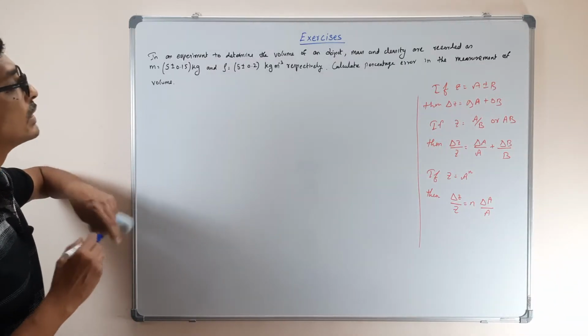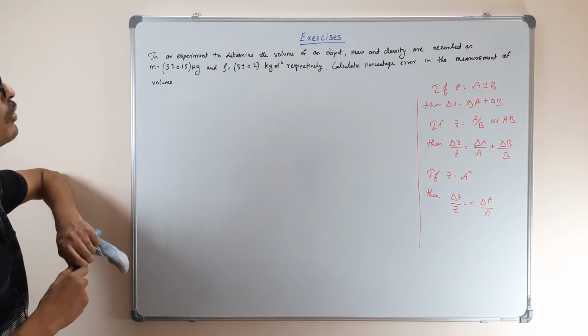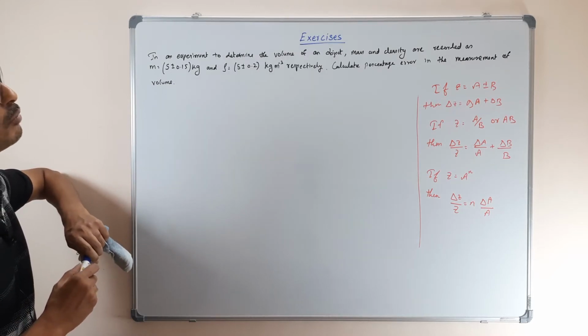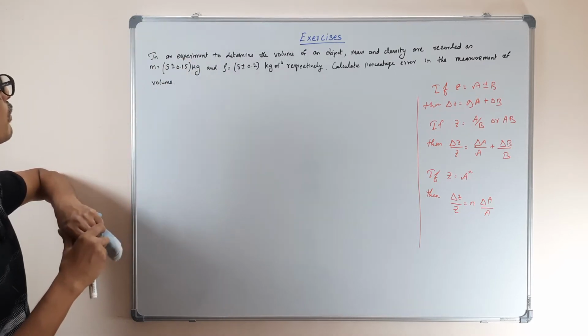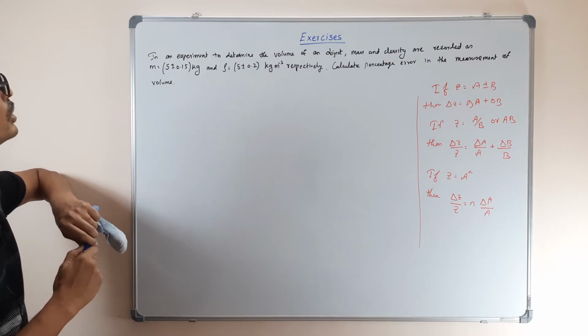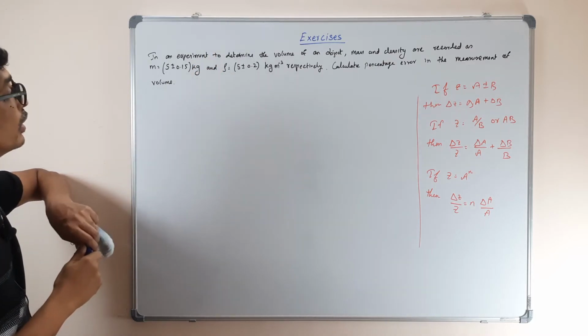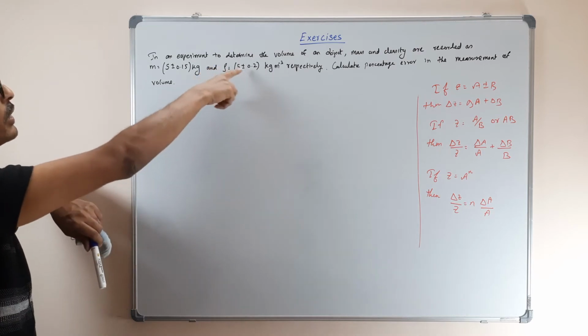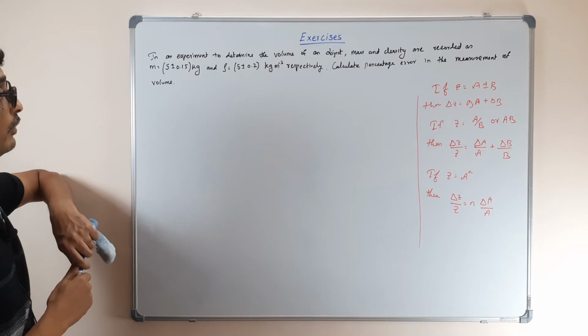So this is the next problem. In an experiment to determine the volume of an object, mass and density are recorded. Mass is given as 5 plus or minus 0.15 kg, and rho, the Greek letter, which is density, is 5 plus or minus 0.2 kg per meter cube respectively.